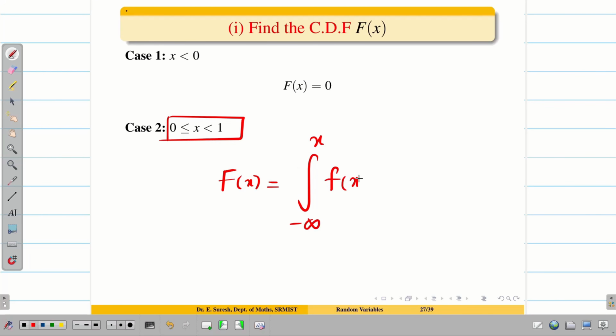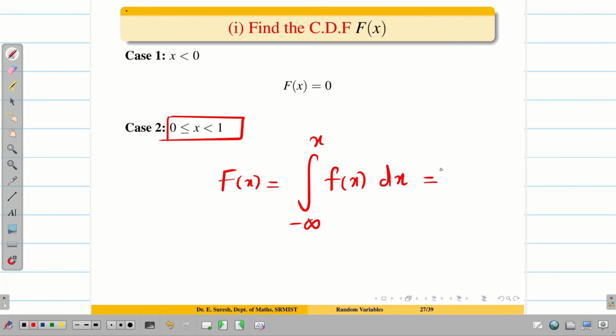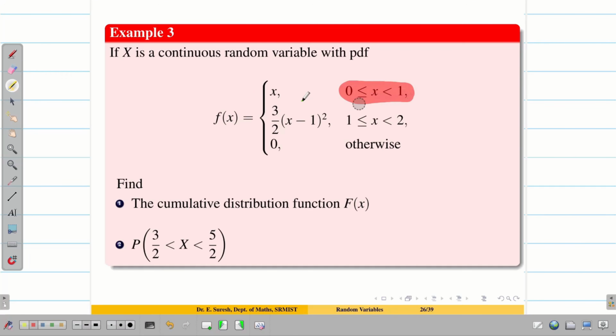Next, when x lies between 0 to 1, we have to recollect the CDF formula, the integral from minus infinity to x of f of x dx. But according to our question, when x is greater than or equal to 0, the function exists. So my lower limit is going to be 0. Therefore, integral 0 to x of f of x dx. Now, my x maximum value is 1. Therefore, when x lies between 0 to 1, the corresponding function is x.